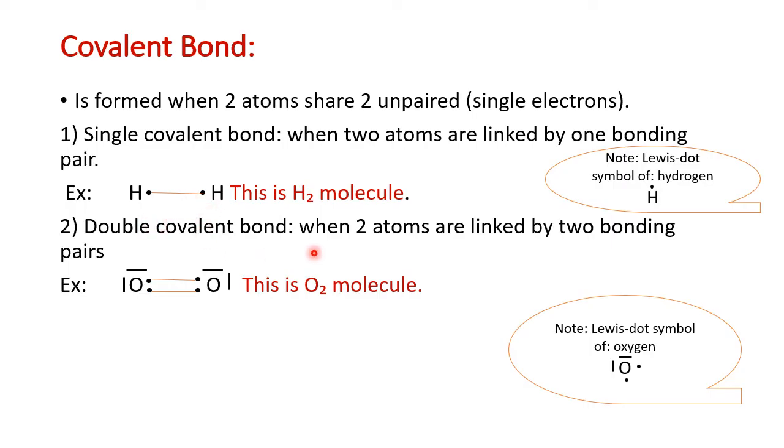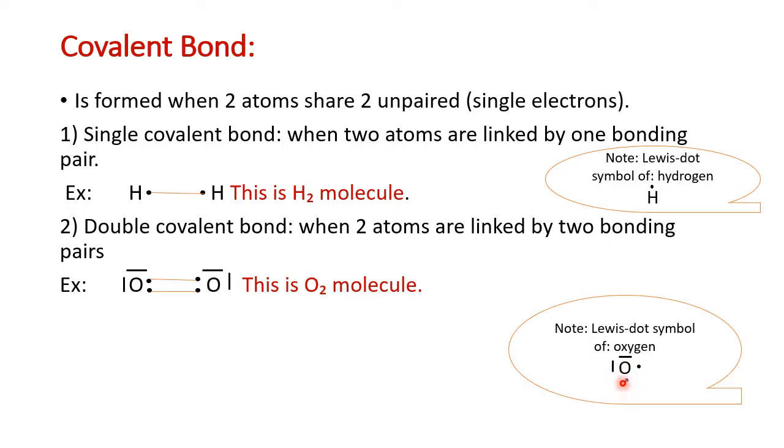Double covalent bond, when two atoms are linked by two bonding pairs. It means we have two bonds. It is called a double covalent bond. In this O2 molecule, oxygen has the following Lewis dot symbol. It has 6 valence electrons, 6 electrons. We have 2 dashes and 2 dots.